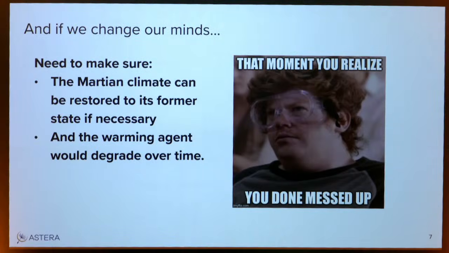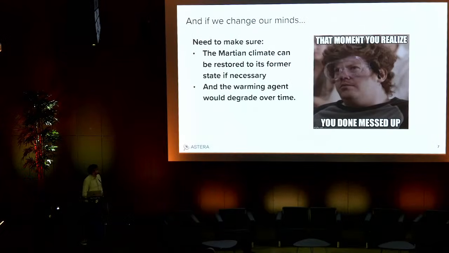And also, if we change our minds, if we see that there are unintended consequences to modifying the Martian climate, we need to make sure that when we stop trying to warm Mars, the Martian atmosphere actually goes back to its original state. So first of all, Mars starts becoming cold again, and whatever warming agent is present in the atmosphere either degrades, or settles out and then degrades on the surface, or oxidizes and becomes part of the Martian environment again.